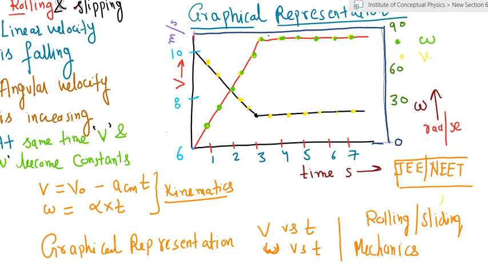At some point, the effect of friction is gone. That means friction stops existing at roughly around t equal to 3 seconds. This is just an example of a hypothetical situation. But the point is, at some point, velocity and omega become constant and the frictional force disappears. No more angular acceleration, no more linear acceleration.